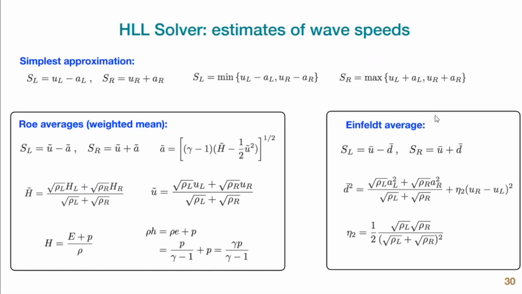Okay, so the simplest approximation is UL minus AL and UR plus AR. But this is not always the best. You can have Roe averages, which is just some mathematical weighting of the left-hand side speed and right-hand side speed. But there is also something called the Einfeldt averages. In PLUTO, I think we have the Einfeldt averages. Barker, can you confirm this? I think I confirmed that once. What are the HLL shock speeds, the wave speeds that we have? Are they Einfeldt or the Roe averages? Roe averages? I thought we had the Einfeldt averages. Anyway, you can have either of these two.